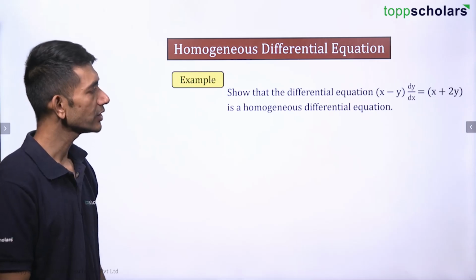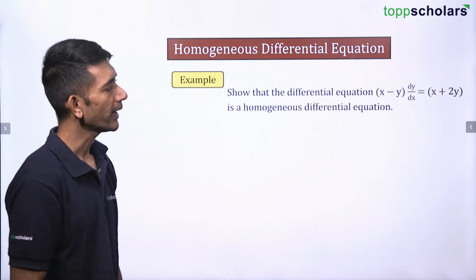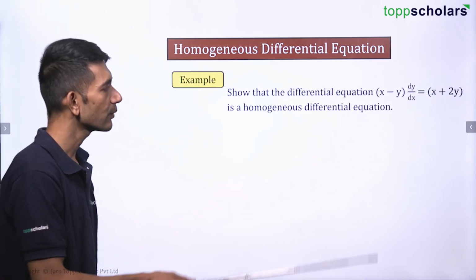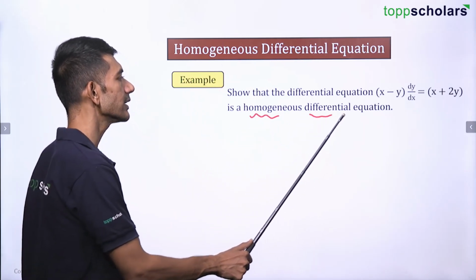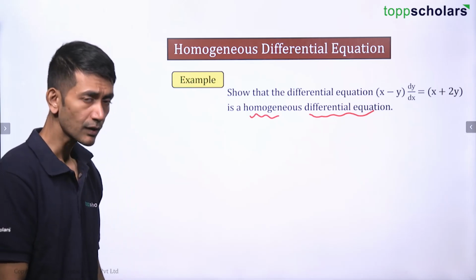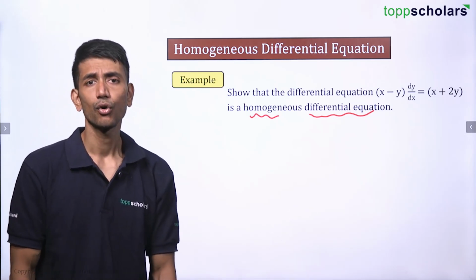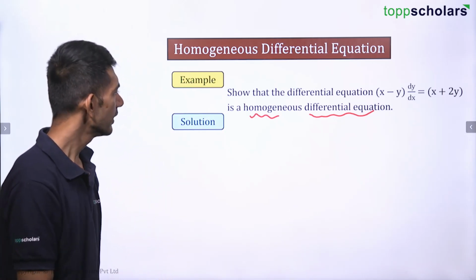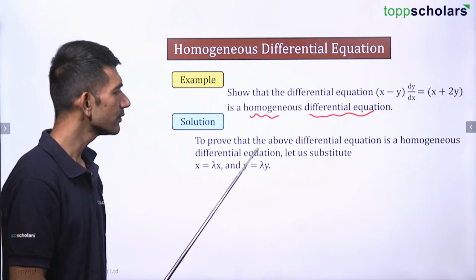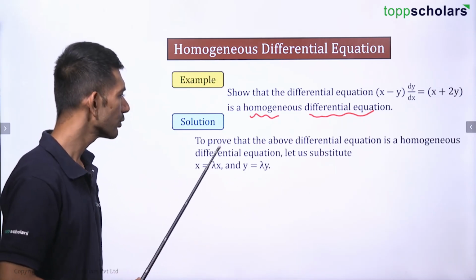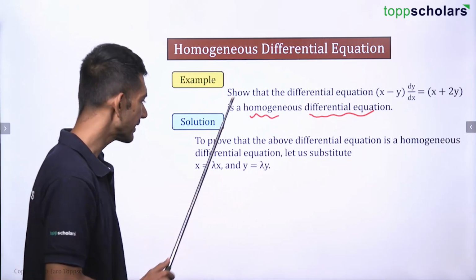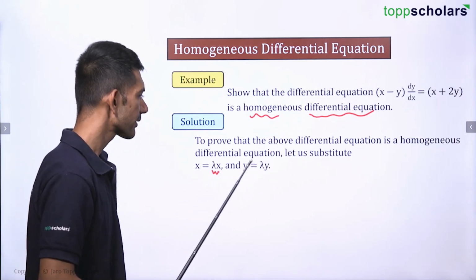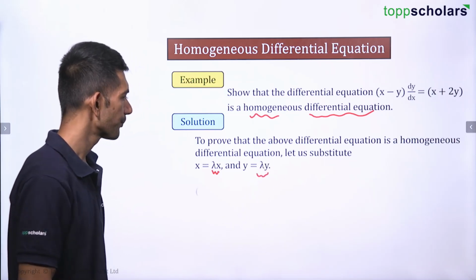Show that the differential equation (x − y) dy/dx = x + 2y is a homogeneous differential equation. We are supposed to show that this is a homogeneous differential equation. Let us see how to do that. To prove that the above differential equation is a homogeneous differential equation, we will substitute x as λx and y as λy.